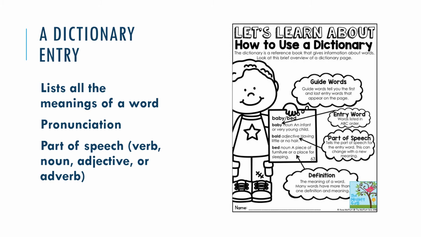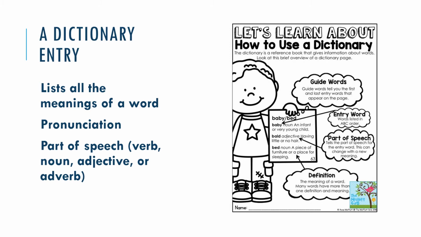Remember, you can use a dictionary when you look up words in a dictionary. You want to use the guide words. Those are the words at the top of the page that tell you the first word and the last word on the page. In a dictionary, it's in alphabetical order. So you use the guide words and think, oh, is this word going to be on the page?